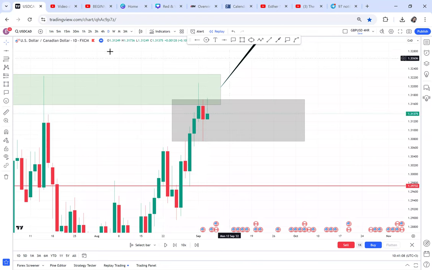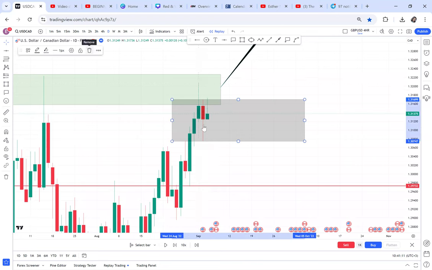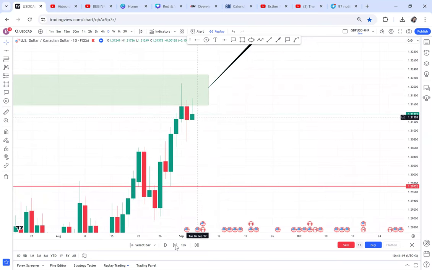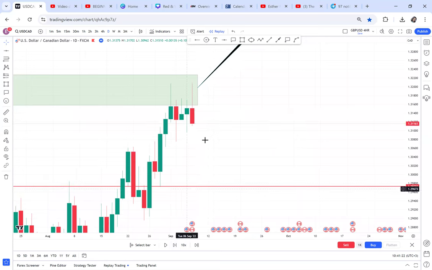So we will remove the box and start again because we cannot have a box that has a red candle and a green candle inside. Okay, guys. So you remove the box, start again, waiting for a red candle to engulf the green candle. So you can see we do not have an engulf. So you take another box.